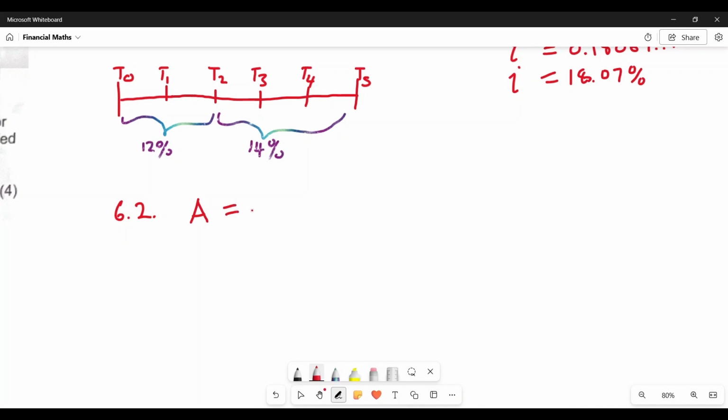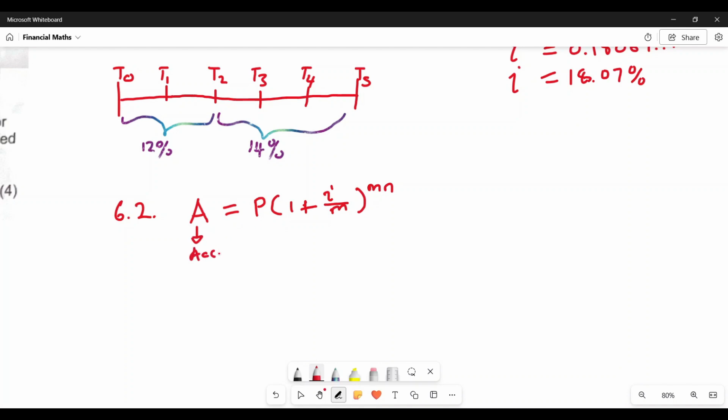I use A equals P bracket 1 plus i over m, to the power of m multiplied by n. Different books could represent this differently, but the format of the formula is still the same. So in this case, A will represent our accumulated value.